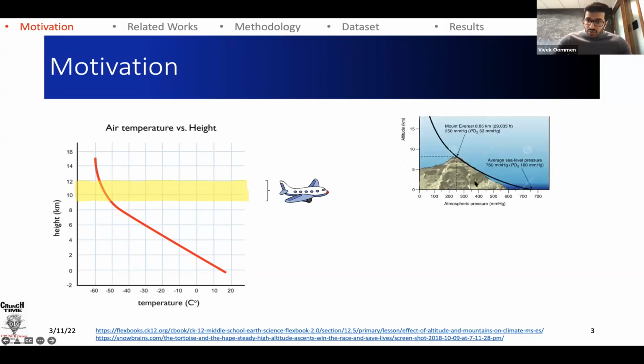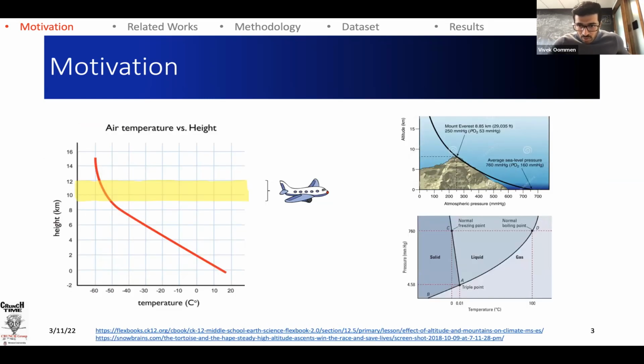If you look at how the atmospheric pressure varies with altitude, we see that at the altitudes where airplanes fly, the atmospheric pressure is usually close to 150 to 200 millimeters of mercury. If we go through the phase diagram of ice, water, and vapor, we see that at 150 to 200 millimeters of mercury pressure, the freezing point of water does not vary much.